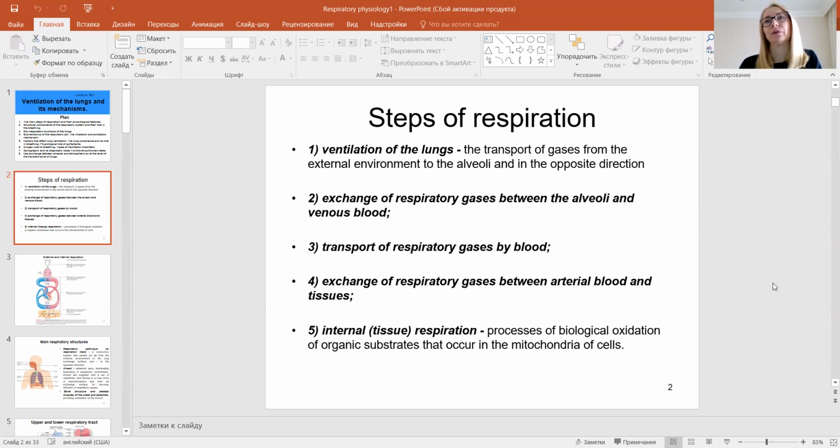So the first step is called ventilation of the lungs. It's a transport of respiratory gases from the external environment into alveoli and in the reverse direction, and the gas exchange between airways and alveoli in the transitory zone of the bronchial tree. The second step is the exchange of respiratory gases between alveoli and blood.